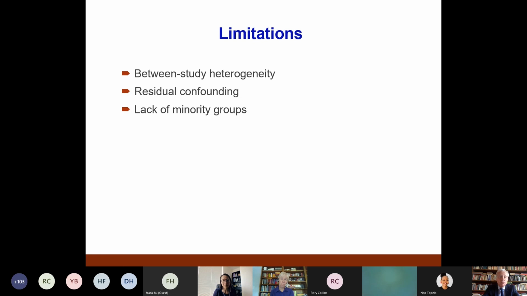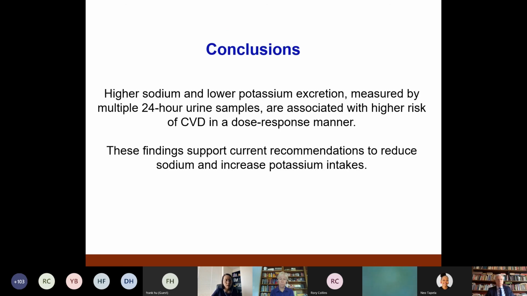On the other hand, by combining the individual data from cohort studies with multiple 24-hour urine collection, our study is by far the largest one that has investigated cardiovascular risk in relation to sodium excretion measured by the most reliable methods. So to conclude, our study shows that higher sodium and lower potassium excretions measured by multiple 24-hour urine samples are associated with higher risk of cardiovascular disease in a dose-response manner. And these findings support the current recommendations to reduce sodium intake and increase potassium intake for the prevention of cardiovascular disease.